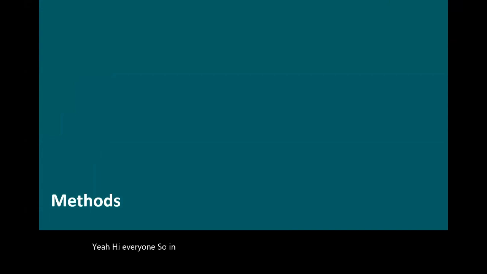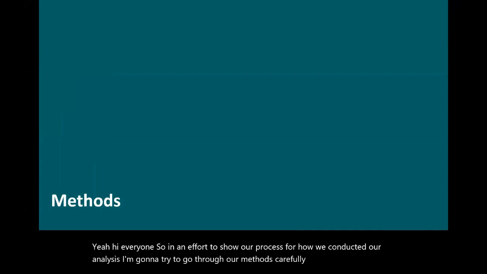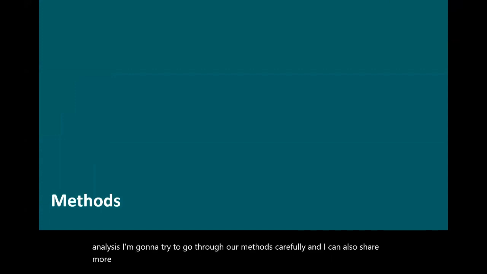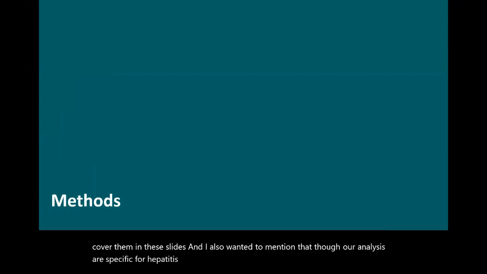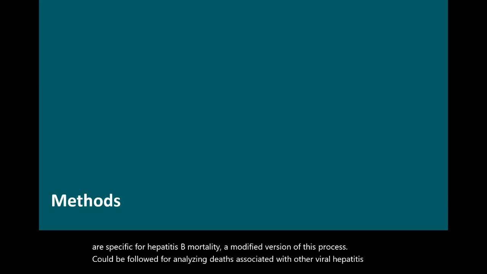methods. Hi everyone. In an effort to show our process for how we conducted our analyses, I'm going to try to go through our methods carefully. I can also share more specifics and instructions about our approach afterwards if I wasn't able to cover them in these slides. I also wanted to mention that though our analyses are specific for hepatitis B mortality, a modified version of this process could be followed for analyzing deaths associated with other viral hepatitis conditions.